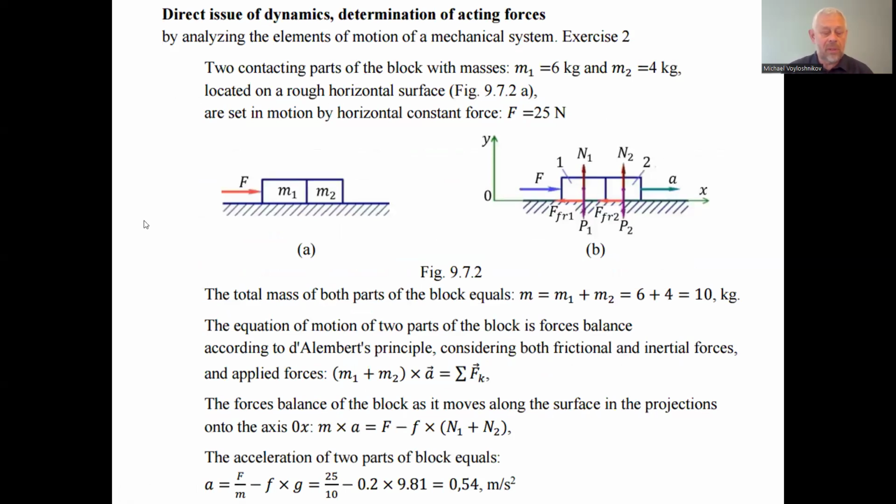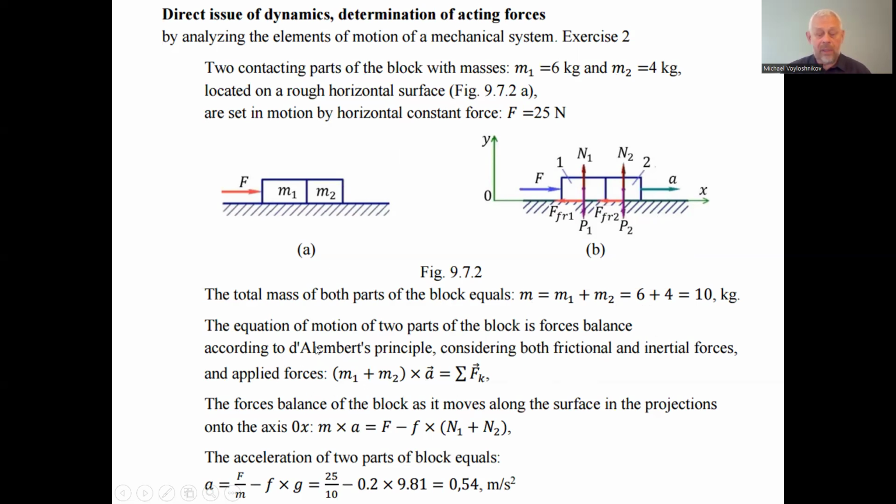We have two blocks. These blocks move under the action of the applied external force F along the surface. We have assigned the masses of the blocks. The first block is 6 kilos, the second one 4 kilos. And the force applied is 25 newtons. The total mass of both parts of the block equals 10 kilos. 6 plus 4 is 10.